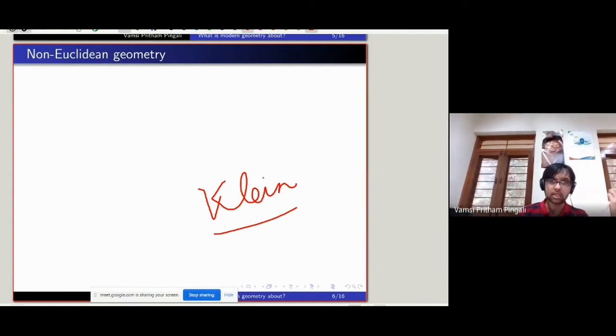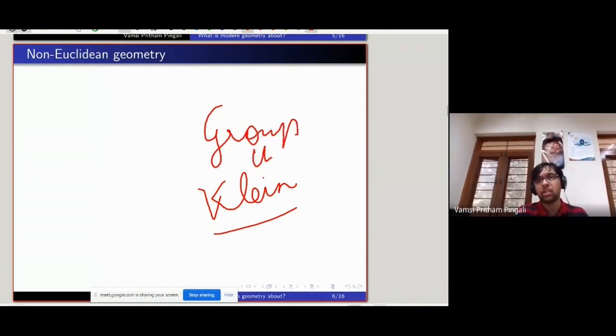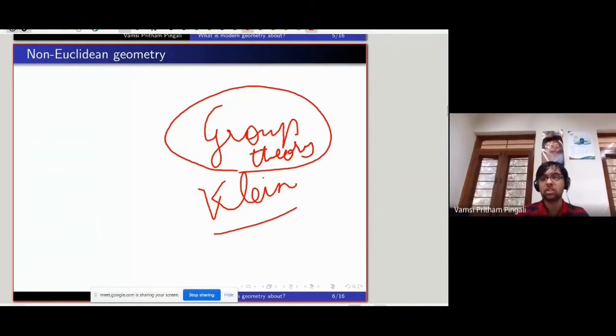Klein suspected that somehow group theory plays a role. I can't get into more details without using some more language, so you just have to take me on faith. Klein postulated a program called the Erlangen program that talks about classifying all kinds of geometries.